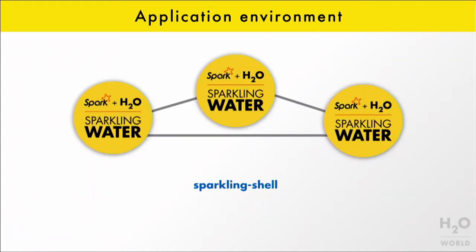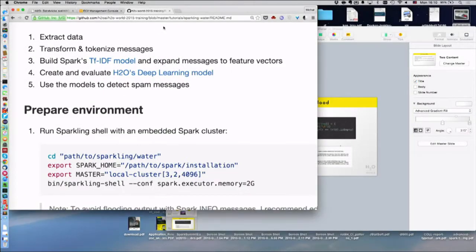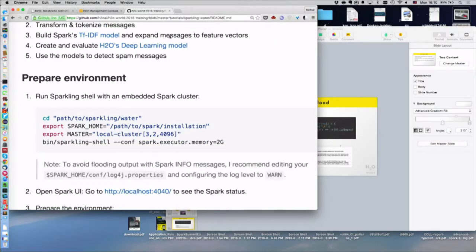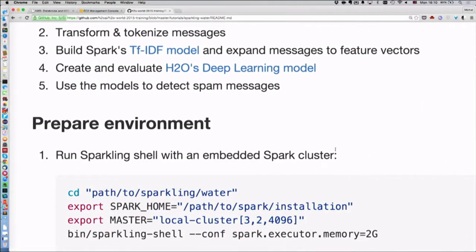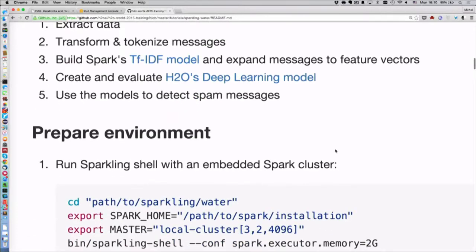So let's do that. As the first step, I will create the environment. I will use three Spark nodes, and on top of these three Spark nodes, I will execute H2O. For this goal, I will use Sparkling Shell, and this is a simple example, so you can follow me on your laptop. I designed it to run even with a small memory footprint. So let's start. I hope you can see that. This is the example flow which we will execute.